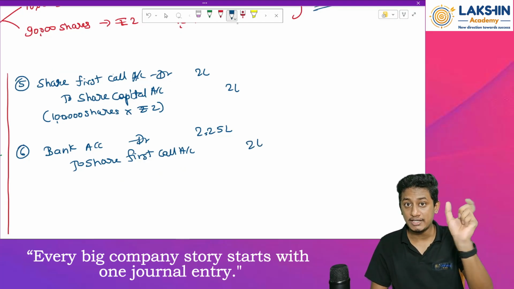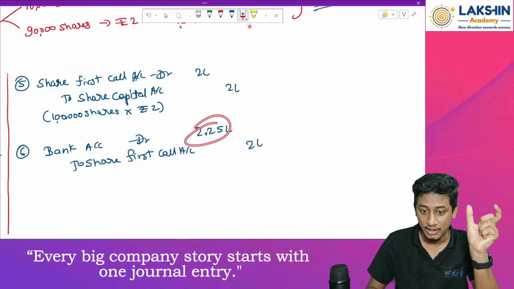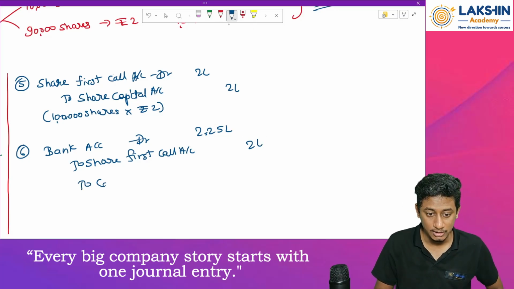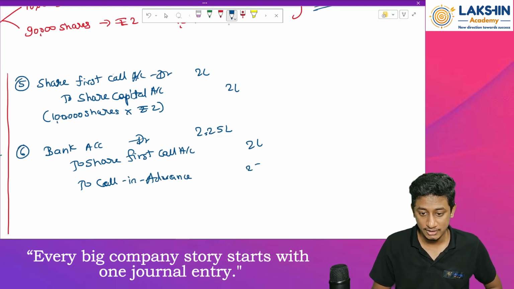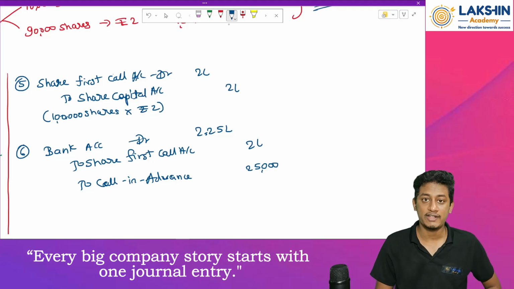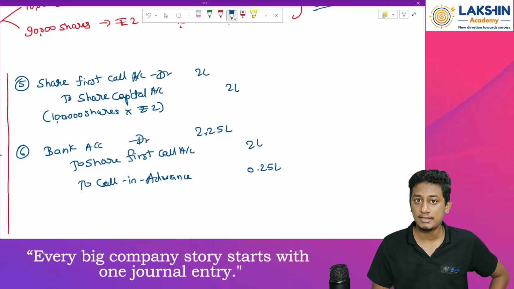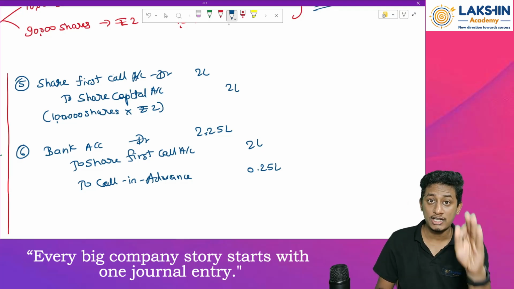There's a difference between debit and credit. So what to do with this? This will be the call in advance. Rupees 25,000 or 25k, whatever you might want to write, or else I will mention it as 0.25 lakhs. Clear? This is how you pass the entry for call in advance.